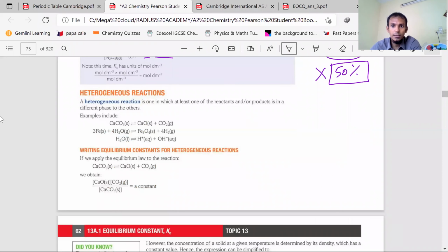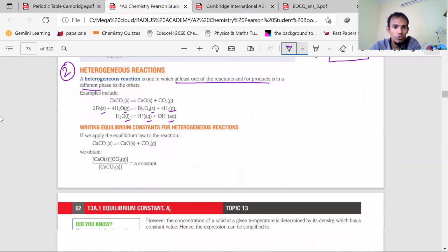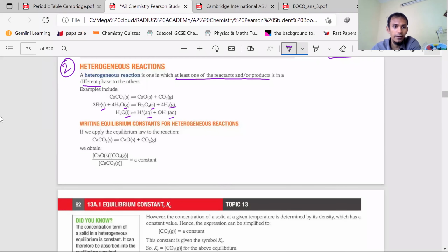Heterogeneous reaction এ চলে যাই, number 2. Heterogeneous reaction is one in which at least one of the reactant or product is in a different phase or different state symbol. See, calcium carbonate is solid, calcium oxide is solid, but carbon dioxide is gas. So this reaction is heterogeneous. Solid, gas, heterogeneous. Liquid, aqueous, heterogeneous. So how will we write the Kc expression for a heterogeneous reaction?